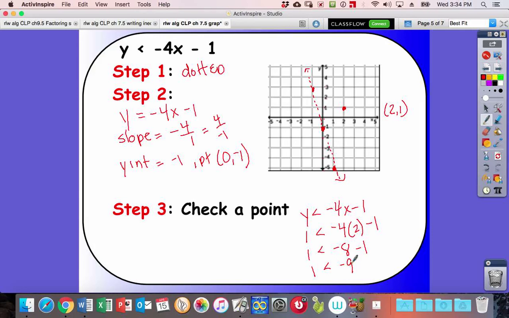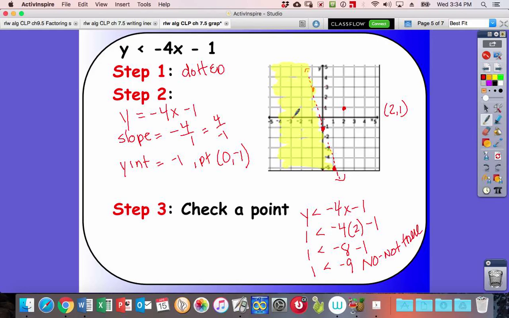Is negative 9 greater than 1? No, it's not true. So I would not want to shade that region. I would want to shade the other region. And any point that I select over here would make the inequality true. Let's just test it out.